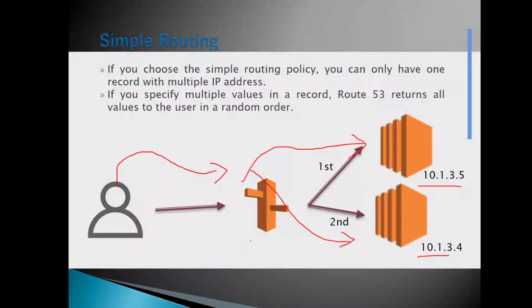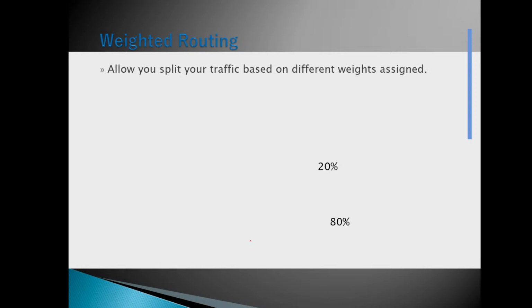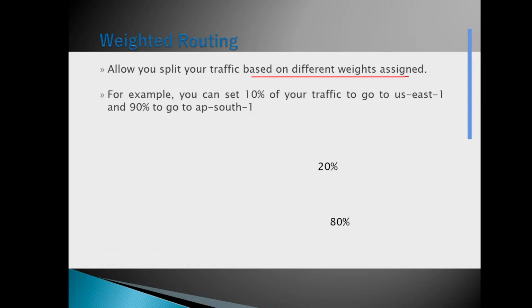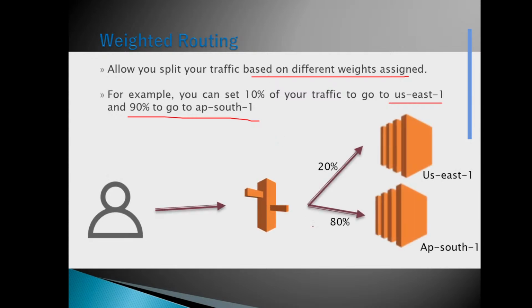Okay, then second is weighted routing. It allows you to split your traffic based on the different weights assigned. If you want to send 10% of traffic to US East 1 and 90% of the traffic to AP South 1, it's your choice to segregate the traffic. You may want to send huge traffic to a particular EC2 machine because that machine might be huge. Let's say this machine is 10 GB and this machine is 1 GB. Because of the size, you want to distribute the traffic as per the weightage. So that is weighted routing.